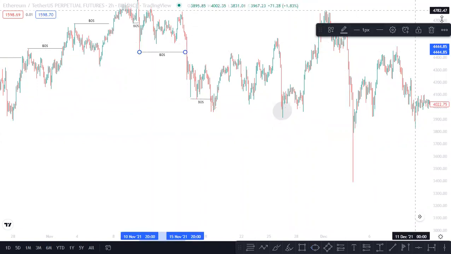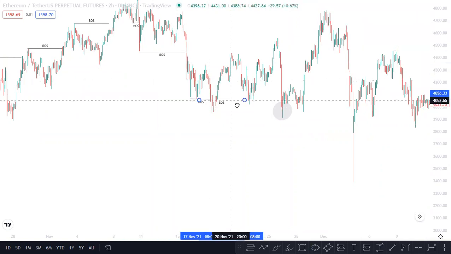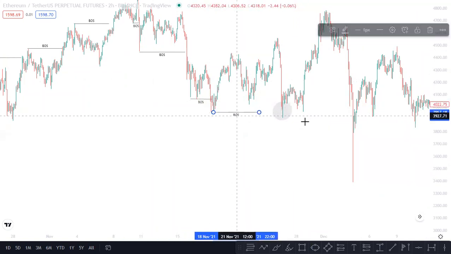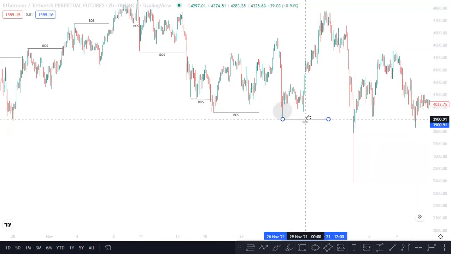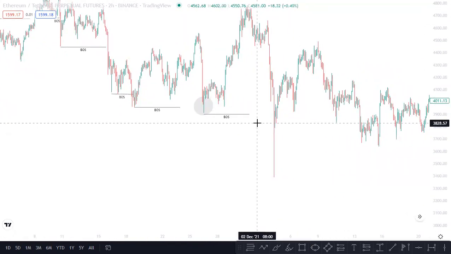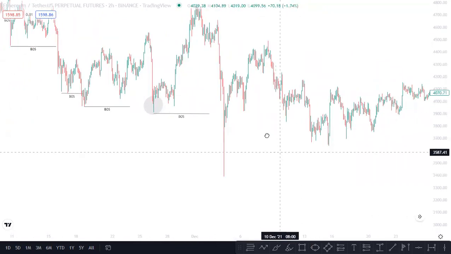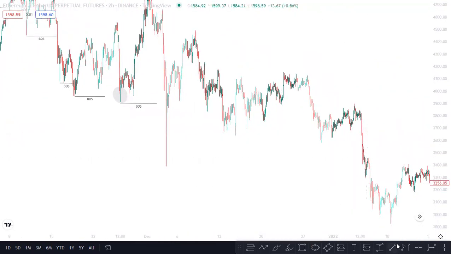You had another BOS at this point. You had your BOS at this point, right? Another BOS at this point. And recall, whenever we stop breaking lows, what happens? We deviate from a downtrend to an uptrend. So we had another BOS at this point.